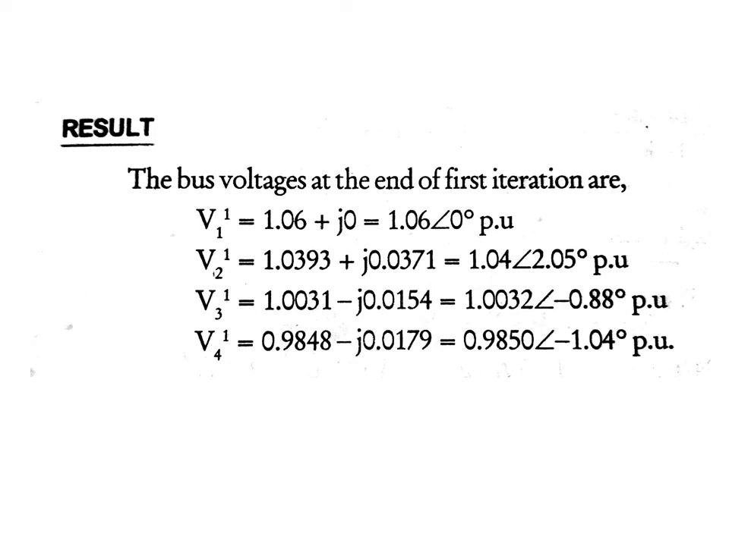Now the second bus, it is a generator bus. 1.04 magnitude was specified in the question, and we have found the angle 2.05 from the Q equation. And voltages for bus 3 and 4, that is the load buses, we have obtained as shown. Now this is the end of this problem, and we will discuss what happens if the Q limits are violated.